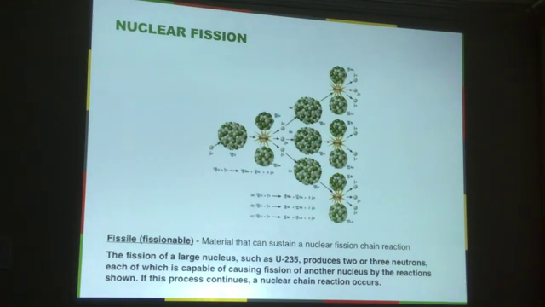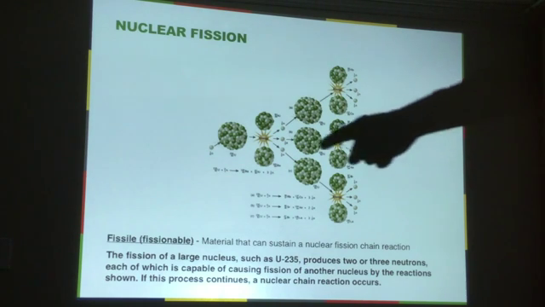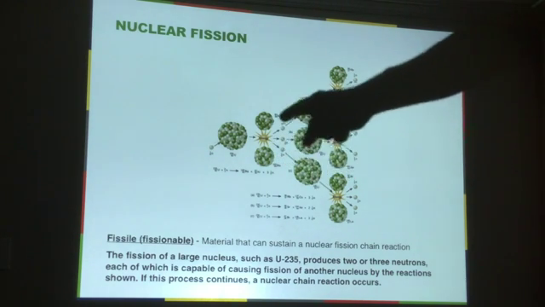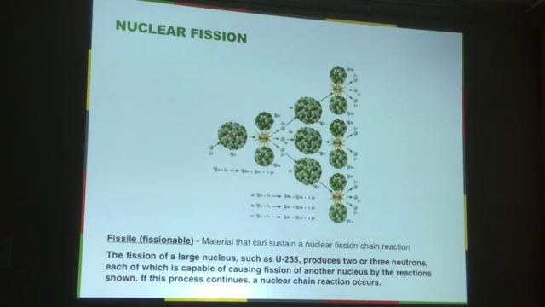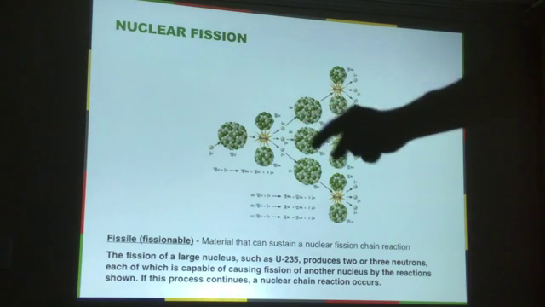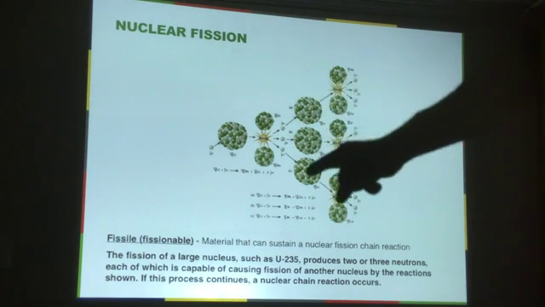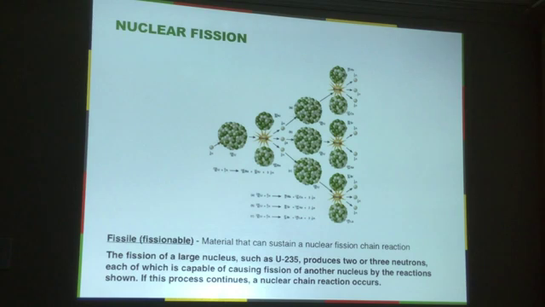So the key to this production of a chain reaction is the production of these high energy neutrons in addition to the daughter nuclei that are produced. And these high energy neutrons can go on and strike other U-235 molecules and produce the chain reaction.